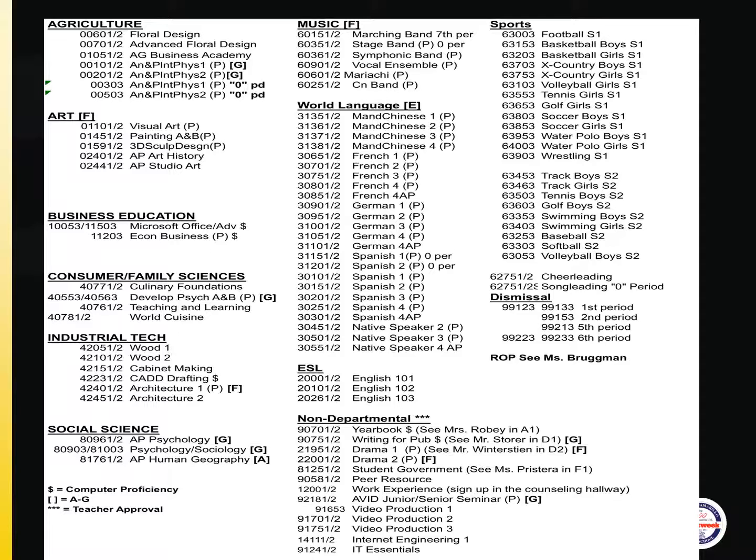Writing for publication, or the Stinger, which is our online newspaper. See Mr. Storr and get his signature if you're interested in that. Drama, see Mr. Winterstein. If you've already been in drama, however, we will put you in drama too. Student government, you will see Ms. Prestera. Peer resource is a class that is in charge of doing certain functions on campus, for example, Red Ribbon Week. We have work experience.